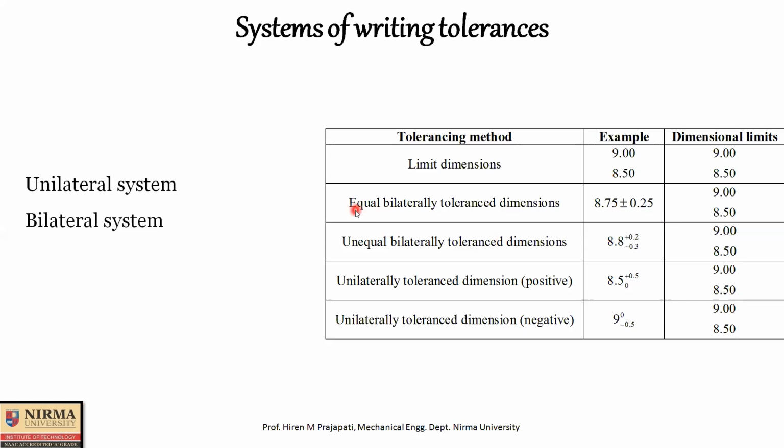So if you look here, equal bilateral system and unequal bilateral system. What is the meaning of bilateral? See, bilateral means you keep your tolerance zone such that it is split on both sides of the basic size. Let us try to understand this with one graphical representation.